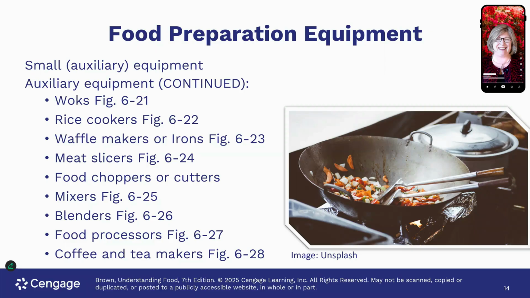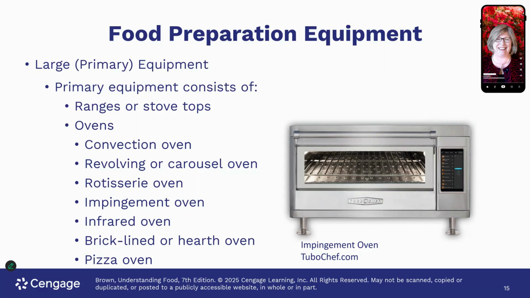again, that can be electric or it can be on the stove. Waffle makers, or waffle irons, meat slicers, food choppers, mixers, blenders, food processors, coffee and tea makers. And again, the figures are in your textbook. There are also some large pieces of equipment that you need to know about. Stoves and ranges, you know about. Ovens, there's different types of ovens.